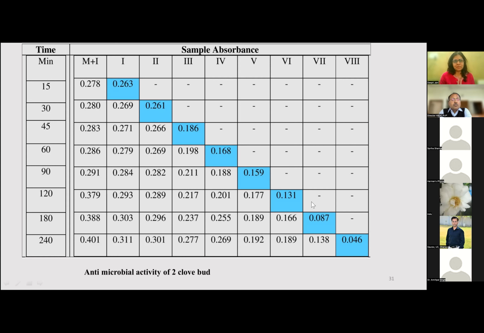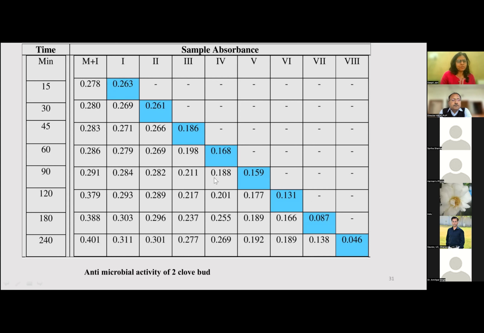There are two things. One, whatever microbes are there, they are reproducing, so the microbial count is increasing. And secondly, our clove is also acting as a bactericidal. So in both ways, this clove extract has sufficient action in controlling the microbial count.